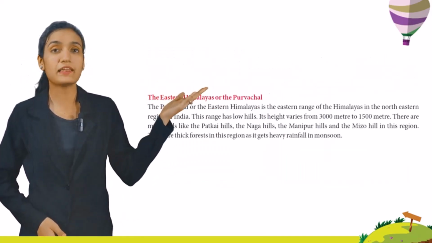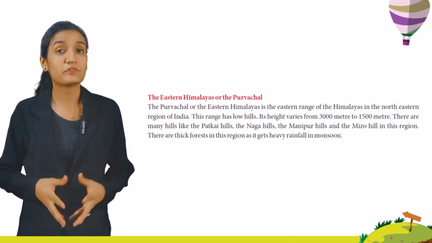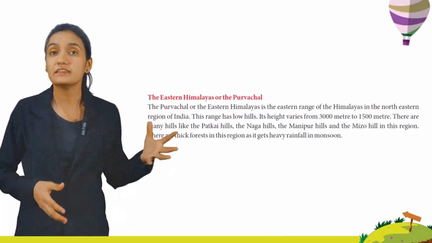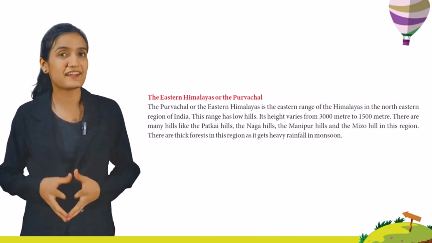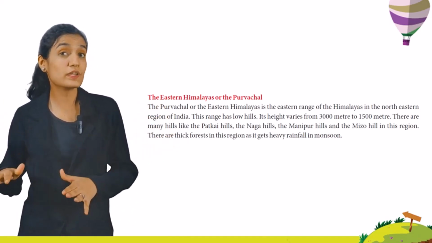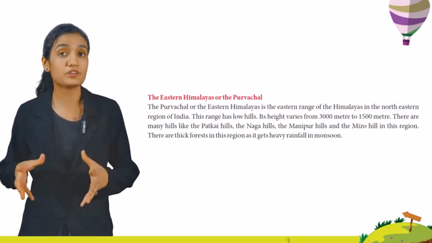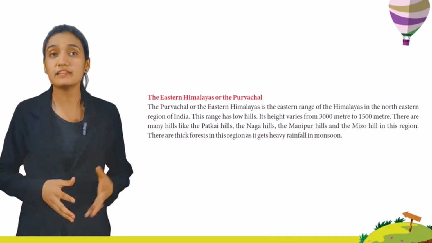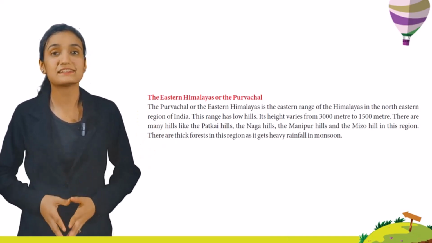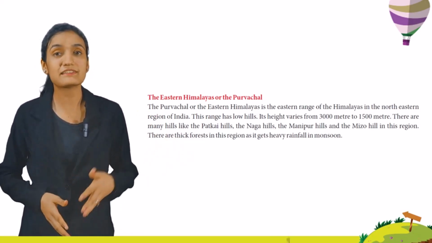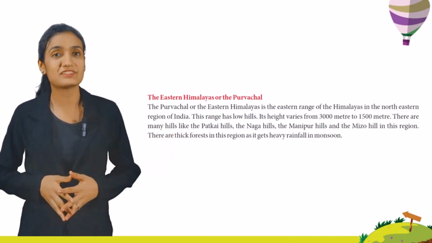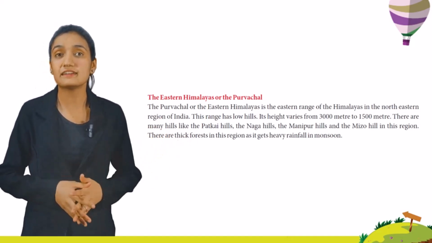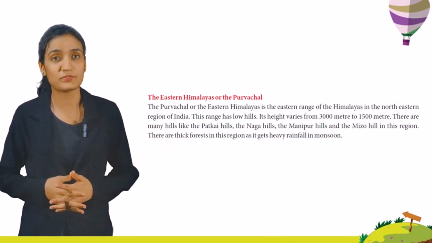The Eastern Himalayas or the Purvachal. The Purvachal or the Eastern Himalayas is the eastern range of the Himalayas in the northeastern region of India. This range has low hills. Its height varies from 3,000 meters to 1,500 meters. There are many hills like the Patkai Hills, the Naga Hills, the Manipur Hills and the Mizo Hills in this region. There are thick forests in this region as it gets heavy rainfall in monsoon.